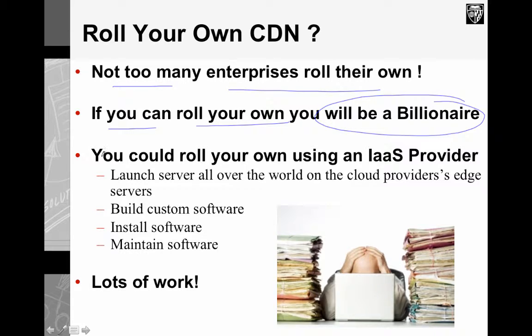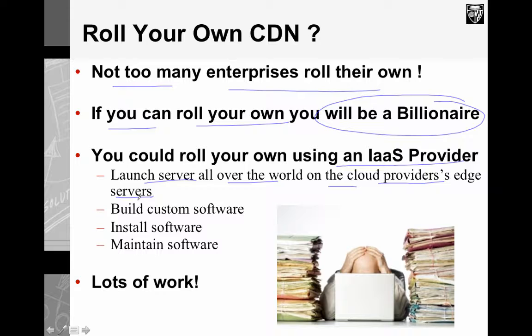Well, if you do want to roll your own, then you could do it using an IaaS provider, somebody like AWS. You can launch servers all over the world on the cloud providers' edge servers. We know that AWS has its own edge servers. There's a whole bunch of edge servers that AWS has. You can build your custom serving software. You have to write your own.